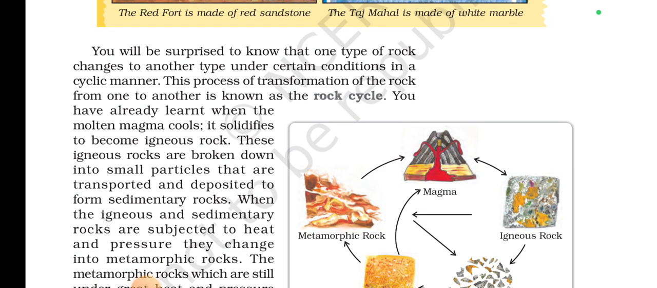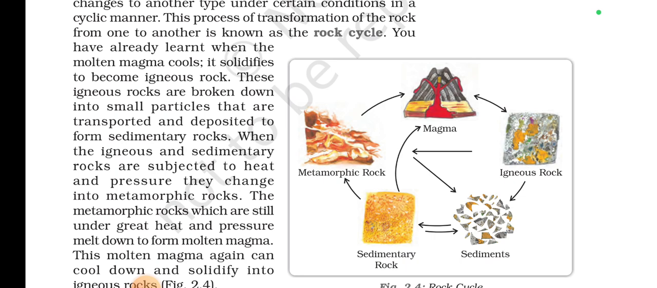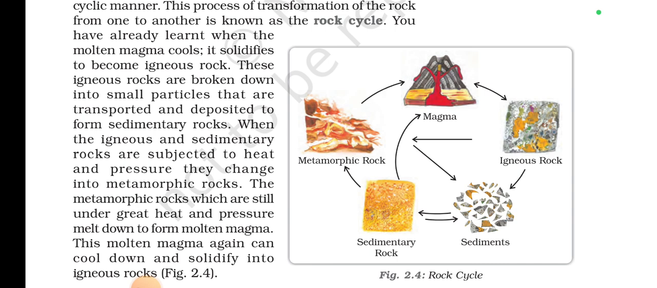Now some other fact: the rock cycle. The change of one type of rock into another type takes place under certain conditions in a cyclic manner. This process of transformation of rock from one to another is known as the rock cycle. In this figure you can see magma to igneous, igneous to sediment, sediment to sedimentary rock, and again sedimentary and igneous rocks get transformed into metamorphic.